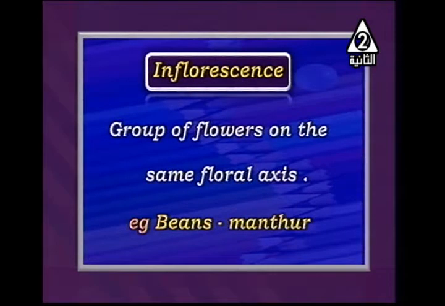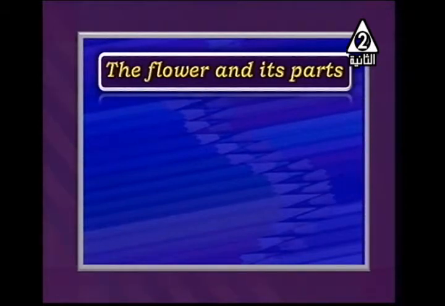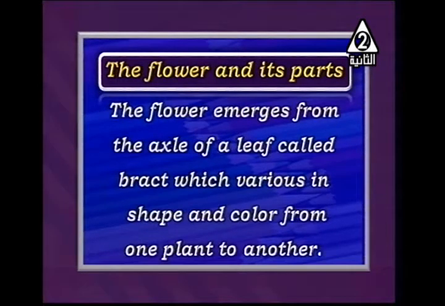We have different types. Well, the floral parts and the flower and its parts. Well, the flower, as we said, emerges from the axil leaf, and this leaf is called bract. If you observe a flower in the garden, you will see a leaf, okay? This leaf that carries, we consider it looks like it is carrying the flower.